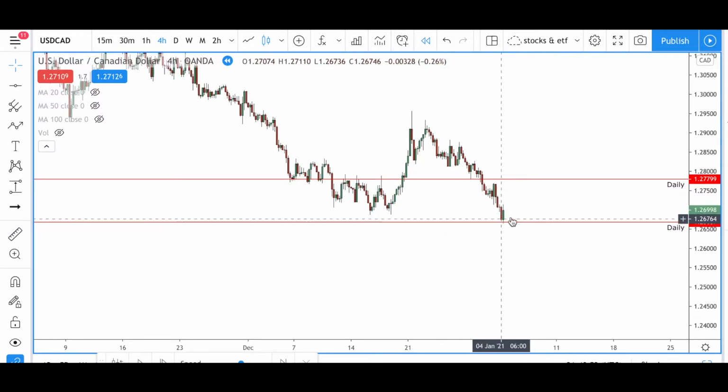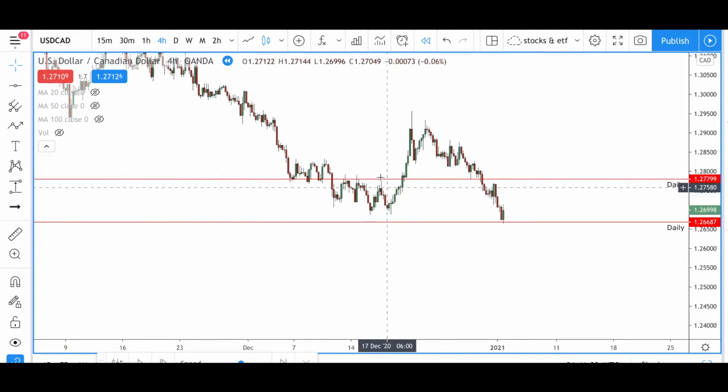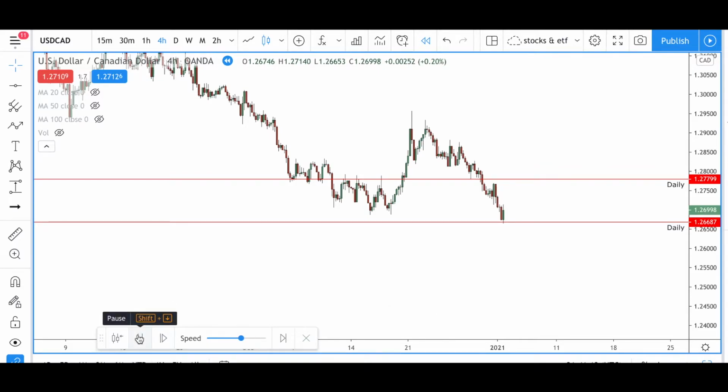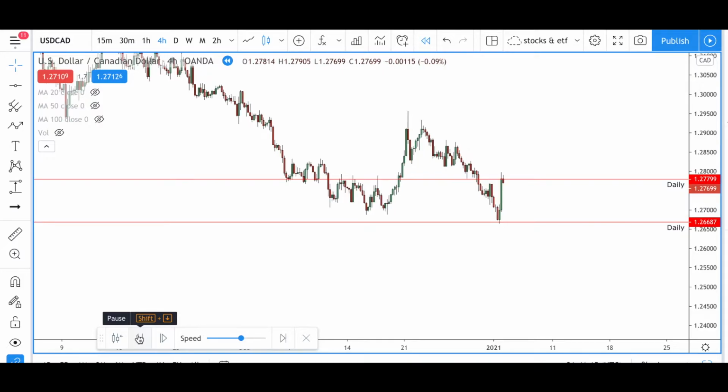So this is where I started to monitor the pair, because what I was looking for was price to test this previous area of resistance, knowing that price could struggle there and this could be an area where I wanted to take a short. So if we just play the chart for a second, we can see that price indeed moved back up to resistance and started to stall.